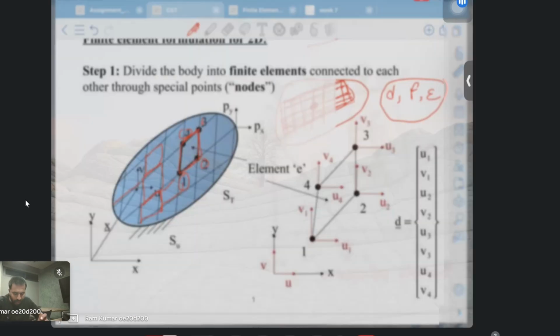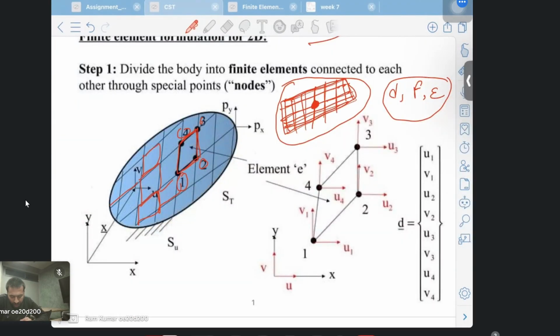So what I'm saying is that any 2D element we have to divide into small elements.